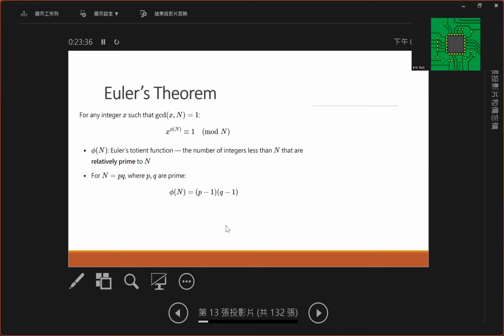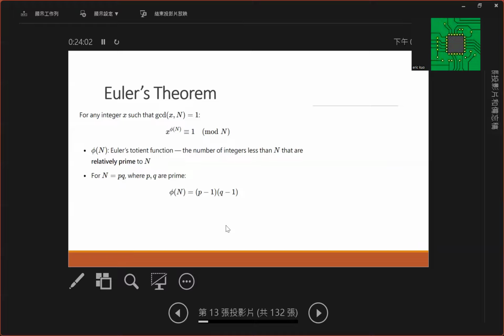Okay, so why is it okay? This is the general formula, but let's say n is p times q. Then phi of n will be just n times (1 minus 1 divided by p), (1 minus 1 divided by q). So it's just (p minus 1)(q minus 1). This is the general form.